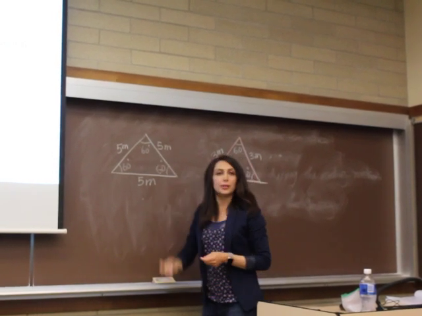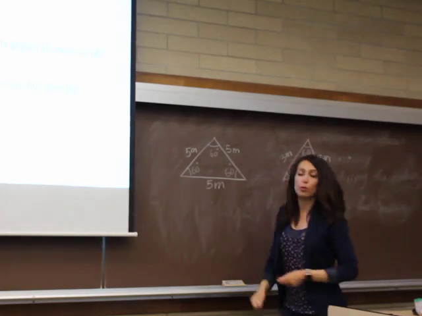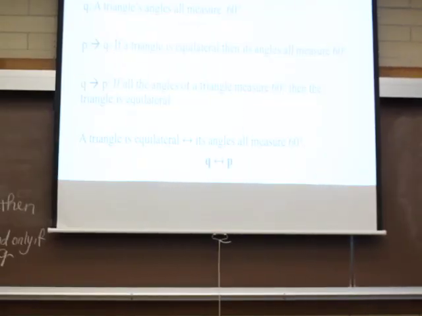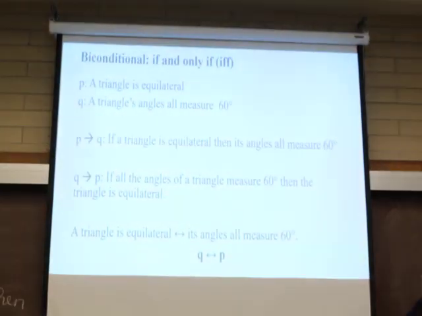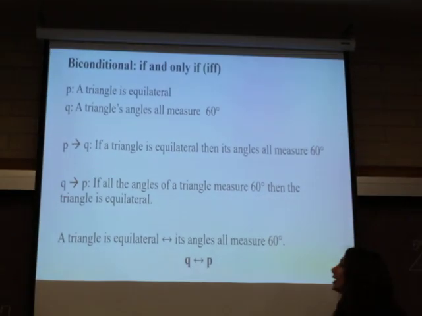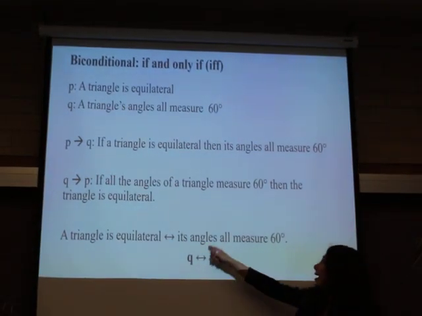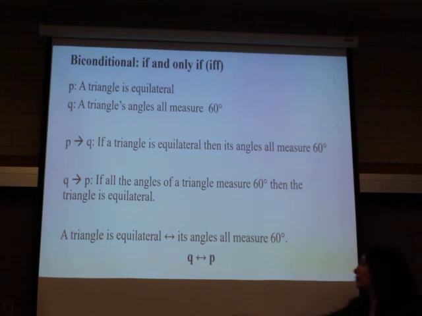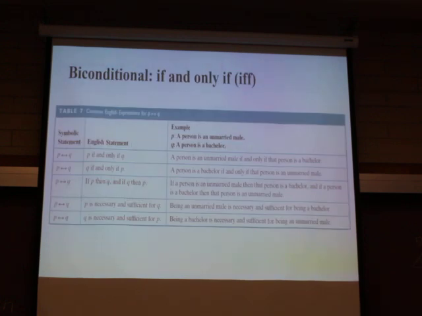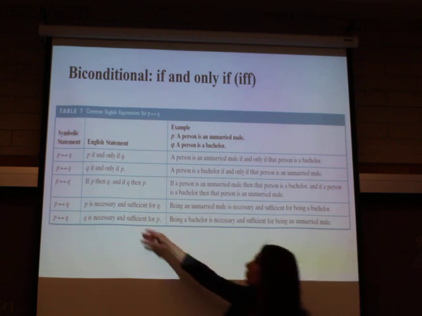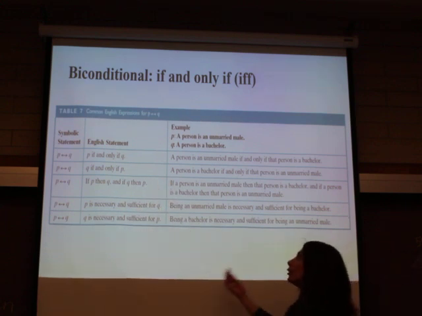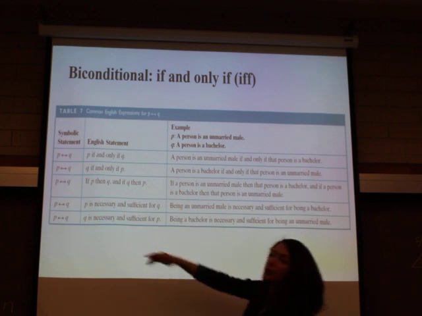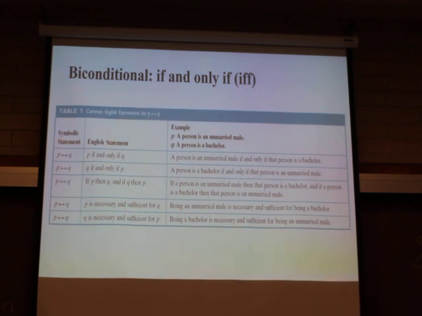So if P, then Q is true, if Q, then P is also true, so we have a biconditional statement. So we say a triangle is equilateral if and only if its angles all measure 60 degrees. And this is how we show that, right? The single if and only if. Biconditional. There are also different ways of actually expressing biconditional, P if and only if Q, or Q if and only if P. So please read that table.